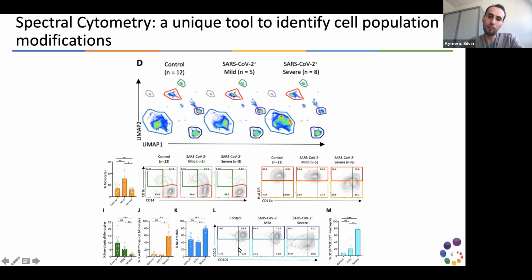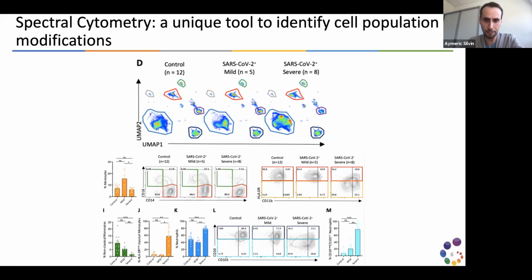When we look at the phenotype of these neutrophils, what was striking is that in severe patients, neutrophils were losing CD10 and CD101, suggesting that they were more immature. So this was just to have a very quick overview.